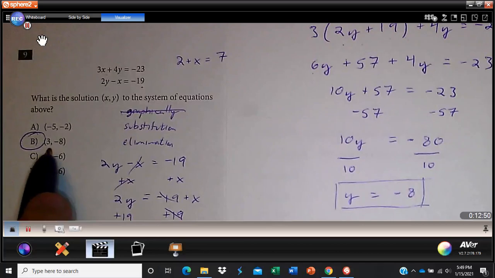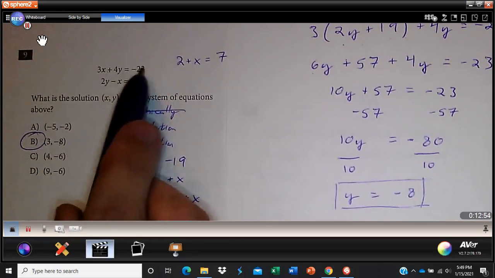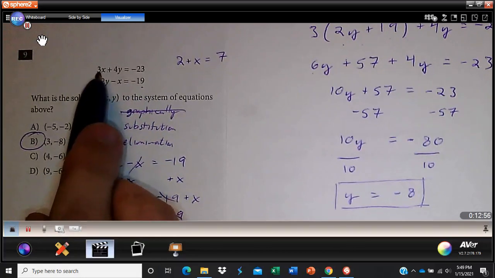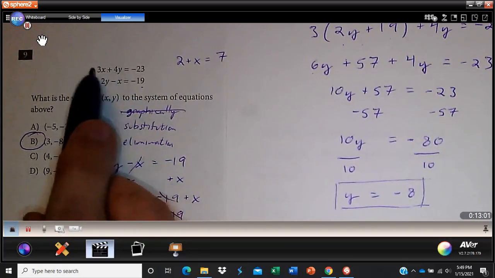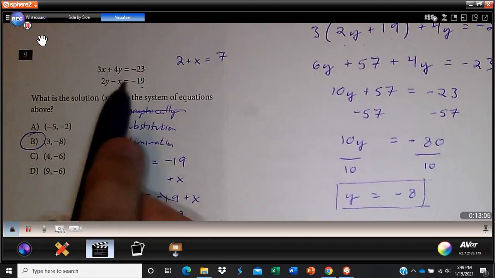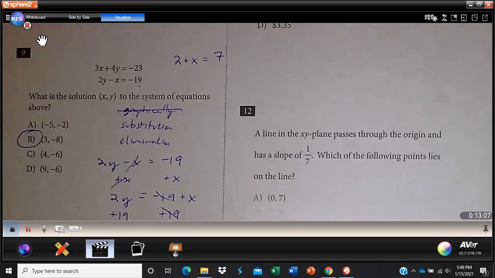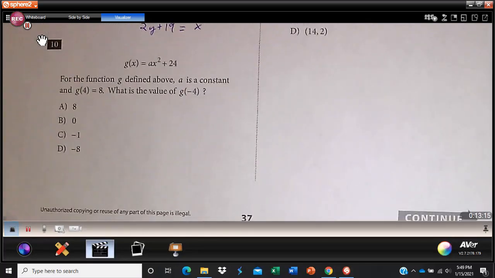If you really wanted to, you could plug these into both of these equations and see that they are true. So if we said 3 times 3 plus 4 times negative 8, we would find that to be negative 23, which is what it says it would be. And then the same thing for the second equation. Okay, so that was a rather time-consuming problem, actually. Systems of equations, you might hold those to the end of the test when you have extra time.